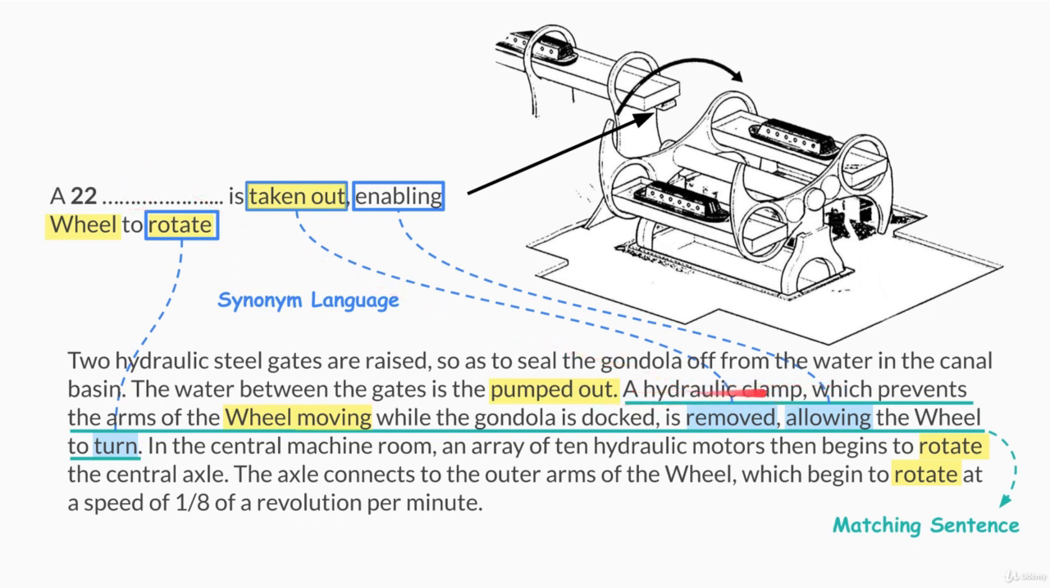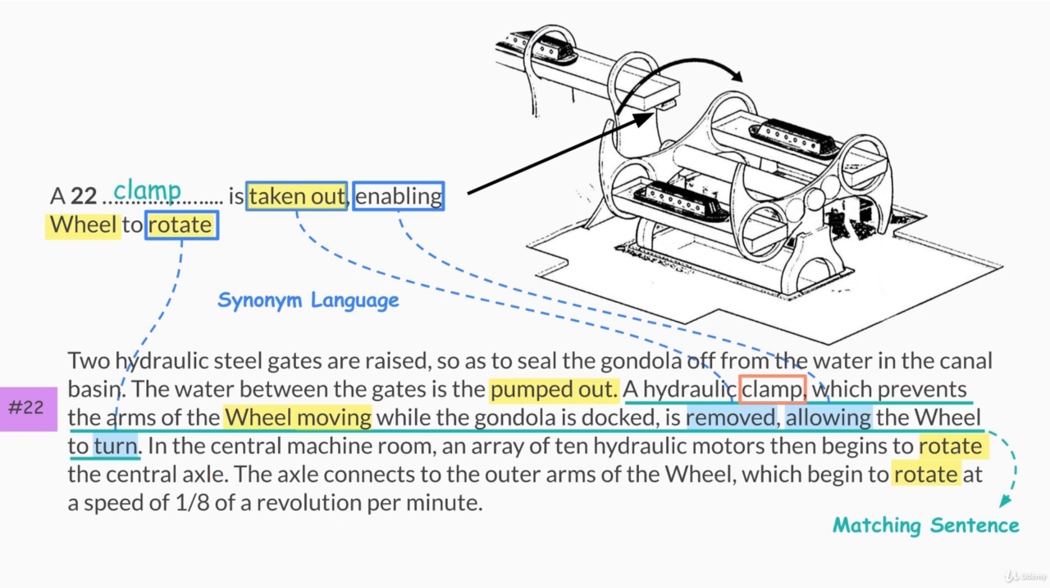It mentions that right here. A hydraulic clamp. That is what is taken out. So the correct answer is going to be clamp. This is a one-word answer, so not hydraulic clamp, but rather clamp. Only clamp. So we're going to fill that into our answer sheet, put the number next to the matching sentence, and we are all done.